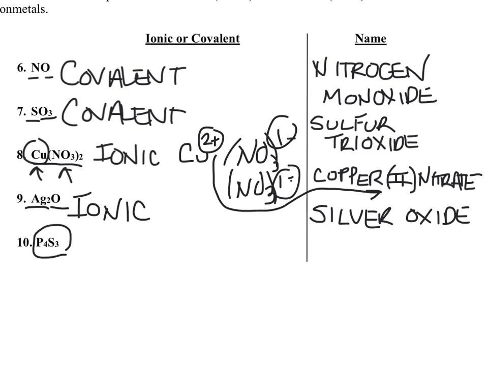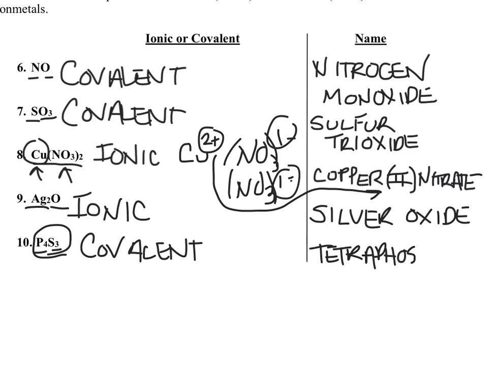All right, this last one though, you will use prefixes because phosphorus and sulfur are both nonmetals, and only nonmetals means that it's a covalent compound. All right, because of that, we are going to use our prefixes. 4 phosphoruses means that it's going to be tetraphosphorus. Phosphorus is a long word. And you're going to have 3 sulfurs, so it's going to be trisulfide.